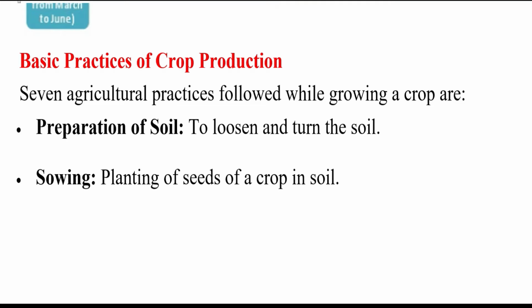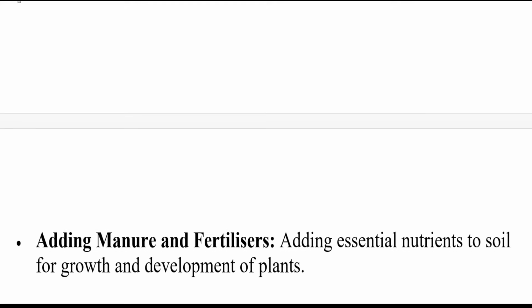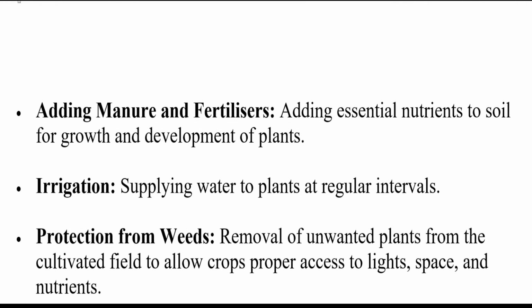And sowing is nothing but the planting of seeds. We are throwing the seeds on the field. That is nothing but the process of sowing. The next one is adding manure and fertilizers: adding essential nutrients to the soil for the growth and development of plants. And irrigation is supplying water to plants at regular intervals.